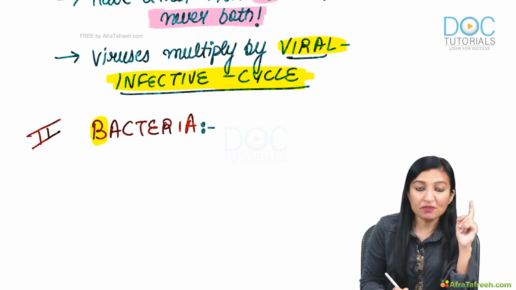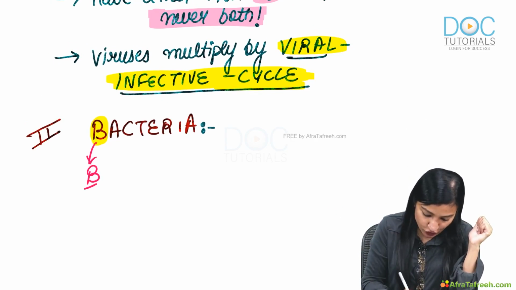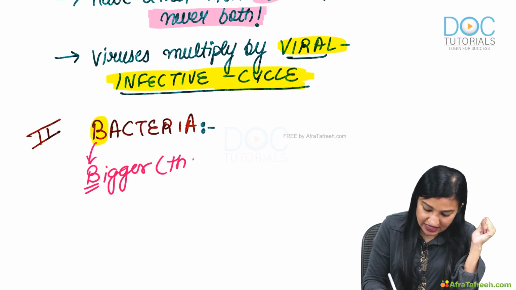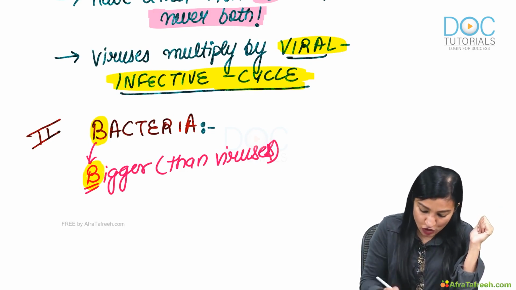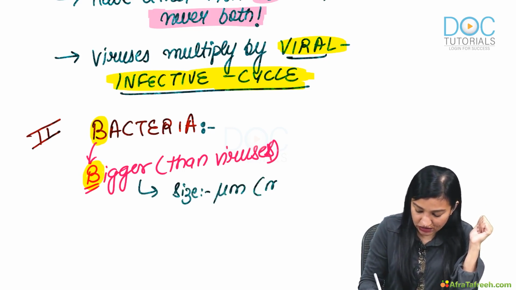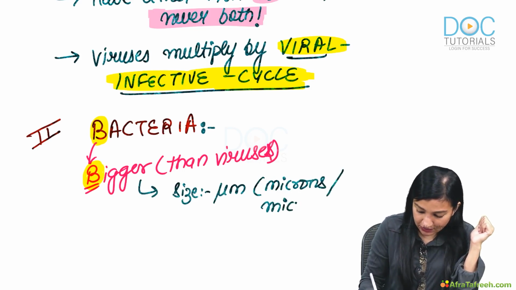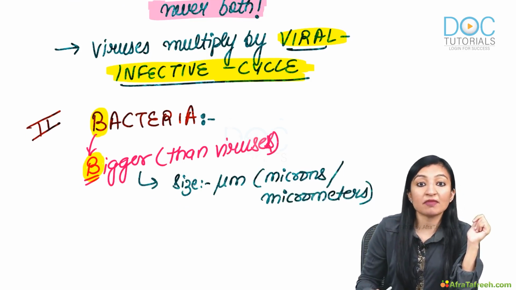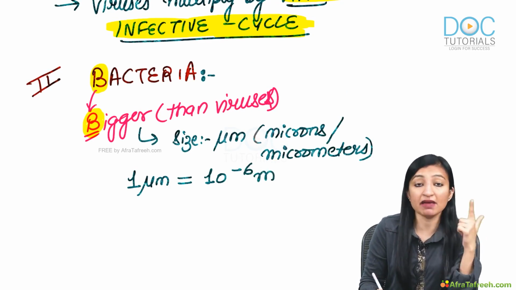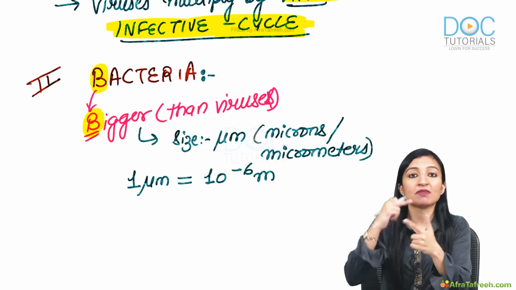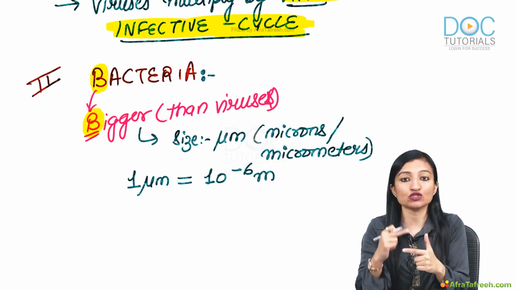So, B for bacteria. Remember, B for bigger. These agents are bigger than viruses. How big? Their size is measured in microns or micrometers, and 1 micron is equal to 10 raised to the power minus 6 meters. Remember, 1 nanometer is equal to 10 raised to the power minus 9 meters, and 1 micron is equal to 10 raised to the power minus 6 meters.